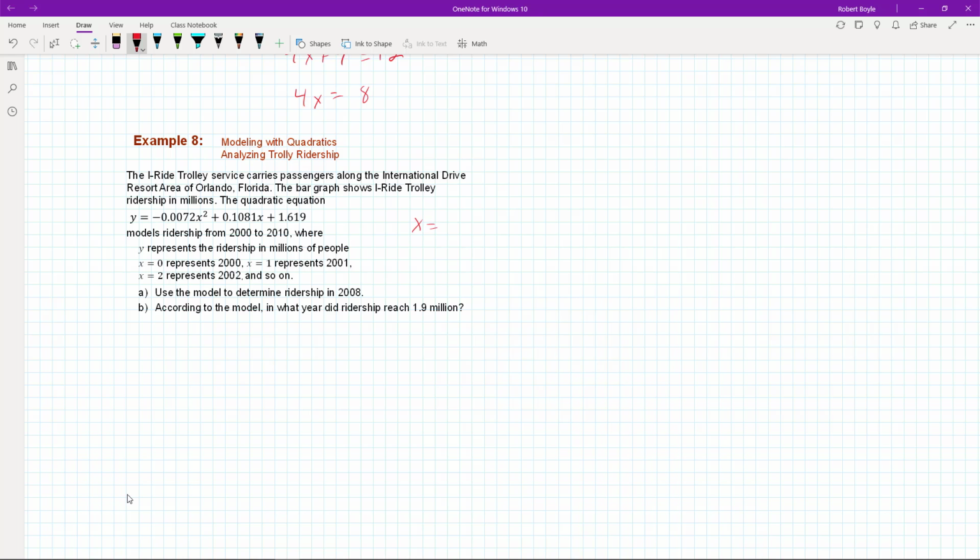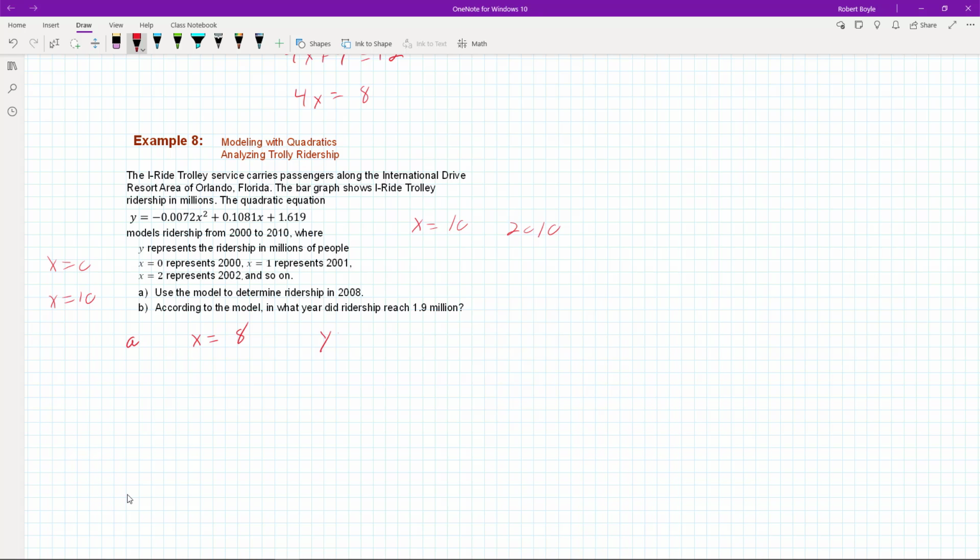X equals 10 is 2010. Therefore, this model is only valid from when x is equal to 0 to x is equal to 10. If it's outside that range, this model does not apply. So the first question is to determine the model ridership for the year 2008. Well, in that particular case, x is equal to 8. Okay, so we just go ahead and put the numbers in and see what we get.